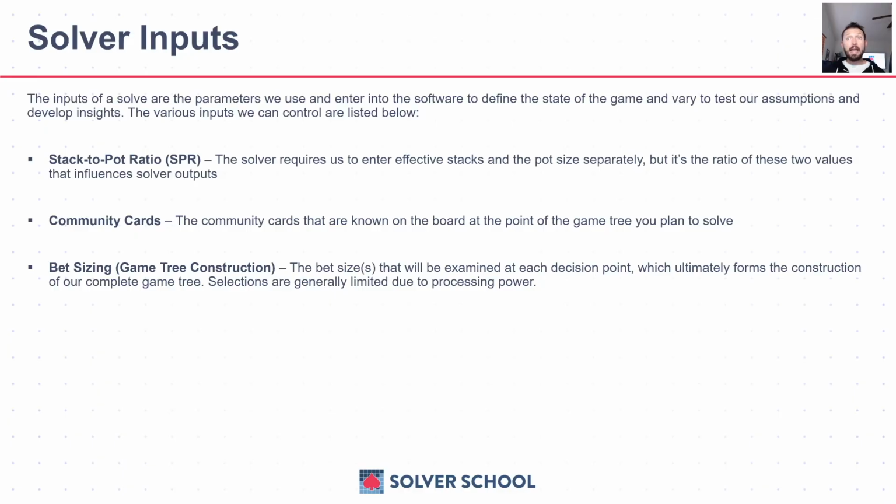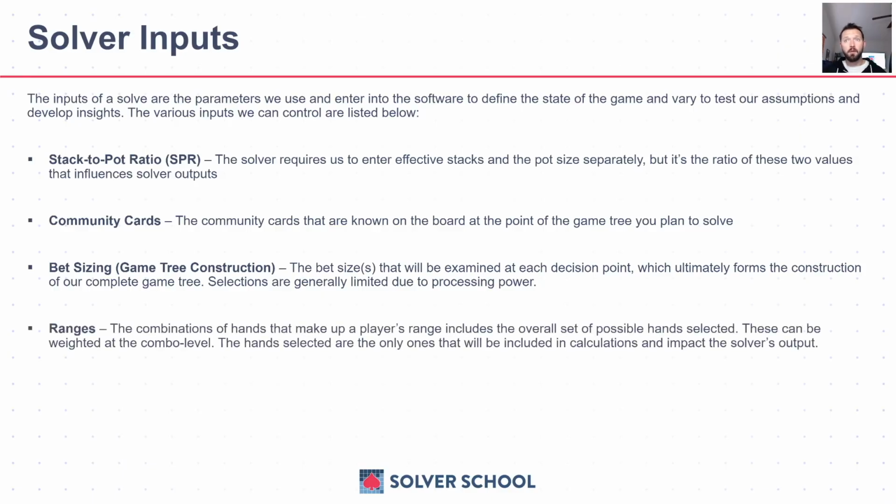Bet sizing, or the game tree construction, is going to be examined at each decision point, and that ultimately forms the construction of our overall complete tree. We'll get into this in a little bit more detail, but those selections are usually generally limited due to the processing power and or the memory that we have within our particular machines that are running the solvers.